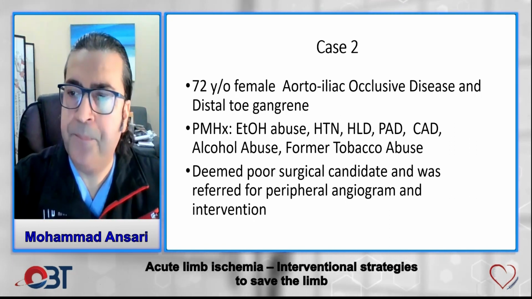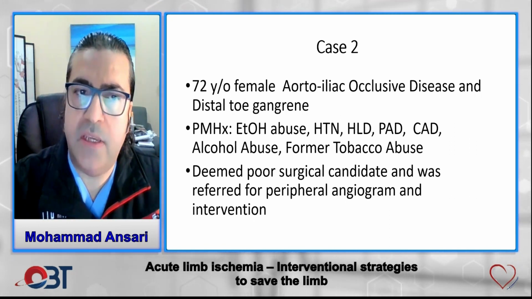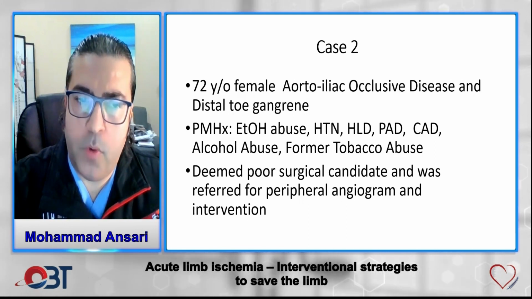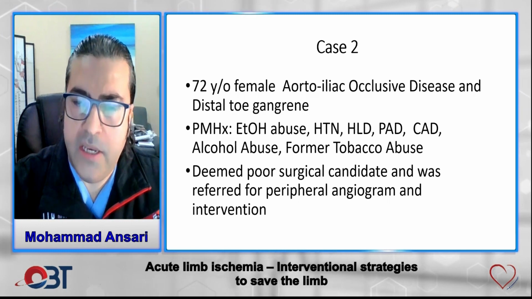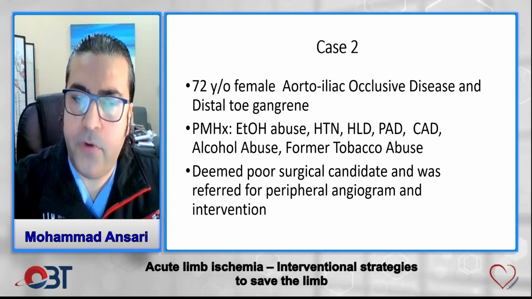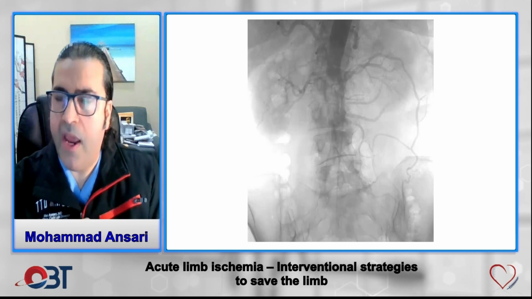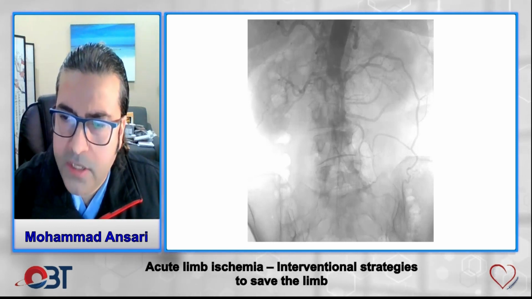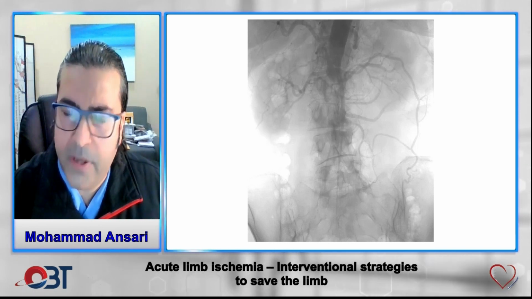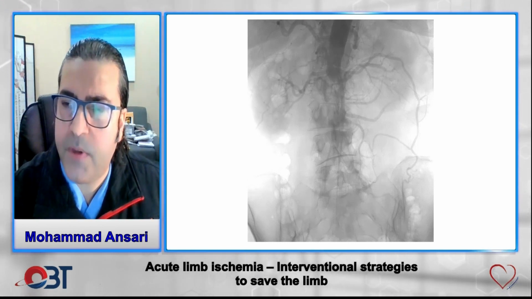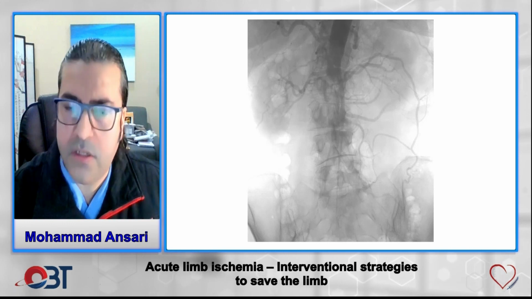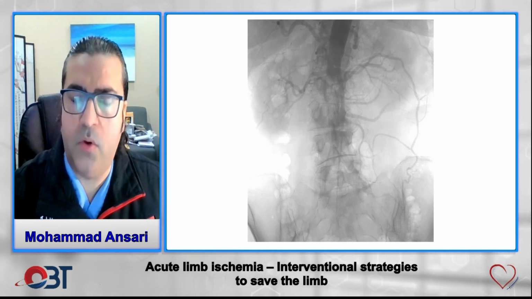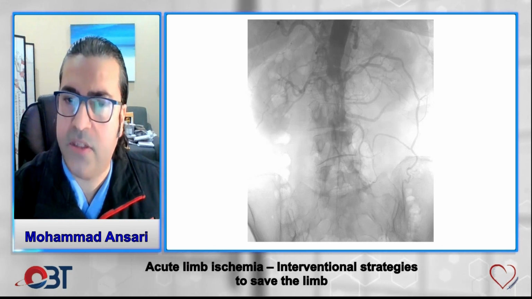This is another case, a 72-year-old female with aortoiliac occlusive disease and a distal toe gangrene. Again, this is a chronic situation, with multiple comorbidities in the patient. She was deemed a poor surgical candidate and was referred for a peripheral angiogram and intervention. And this is what we get. Now, is radial the answer to all such cases? No, it's not. But this patient has no other avenues. This patient was being sent to hospice because the surgeon doesn't want to operate. It was a huge groin, there is no vessel over there, and no anesthesia wants to put this patient to sleep.